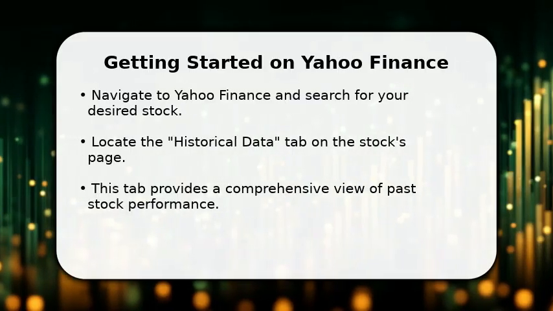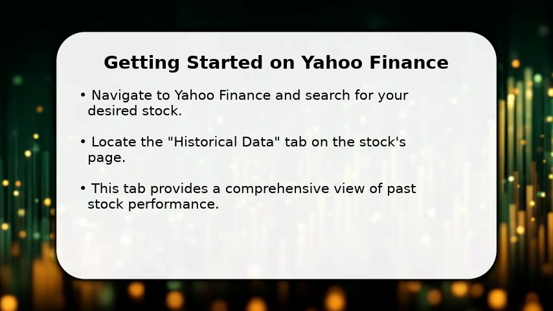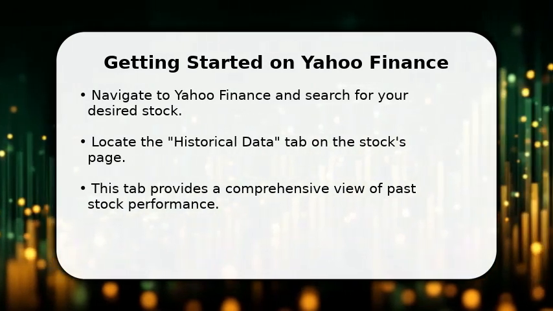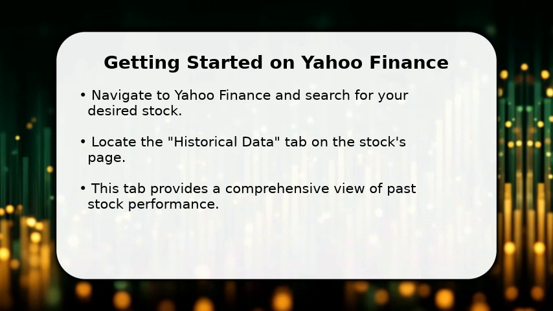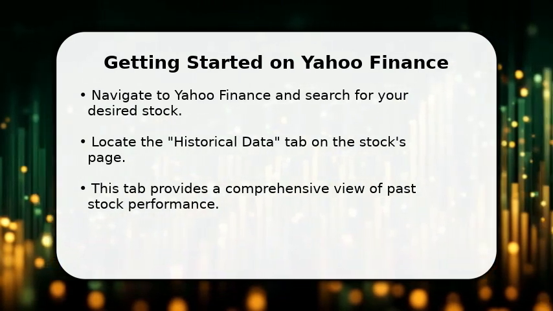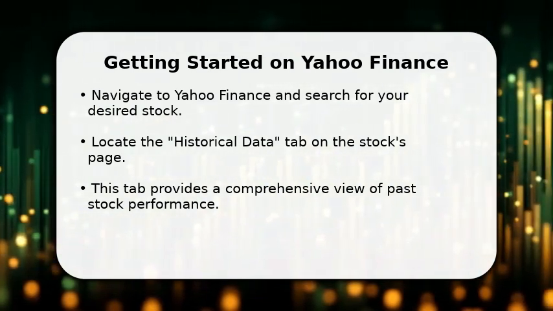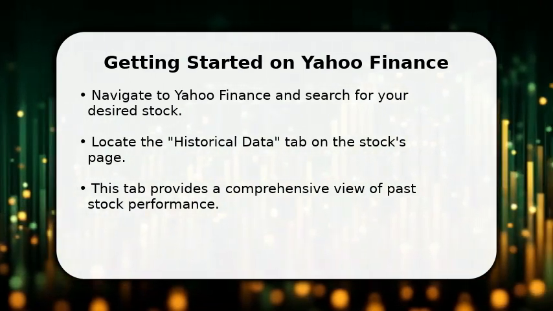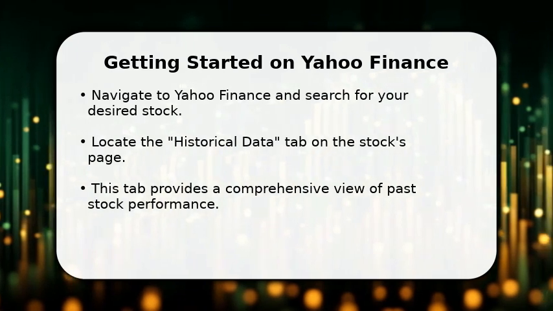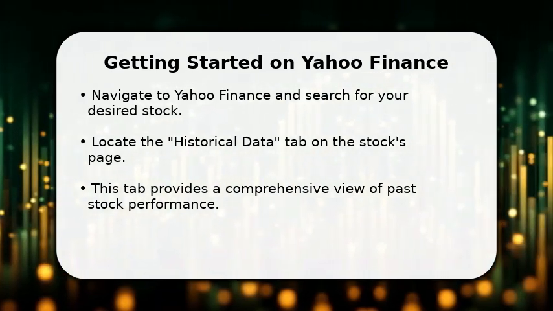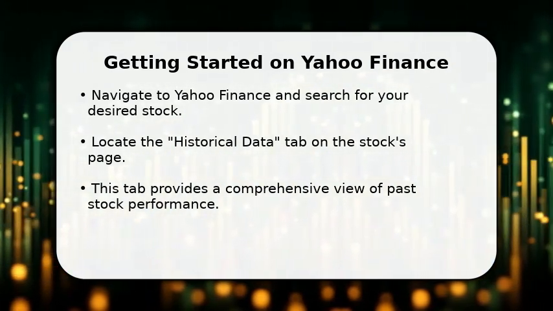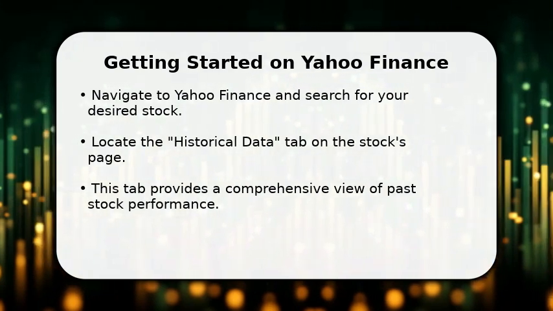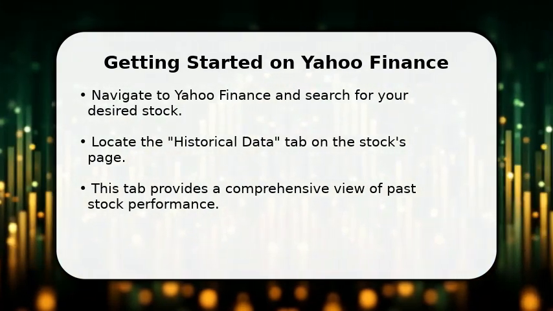In this video, I will show how to copy historical data from Yahoo Finance. First, open your web browser and go to Yahoo Finance. Use the search bar at the top to find the stock you are interested in. Once on the stocks page, look for the Historical Data tab. Clicking this tab will display a detailed table of past stock prices and trading volumes, ready for your analysis.